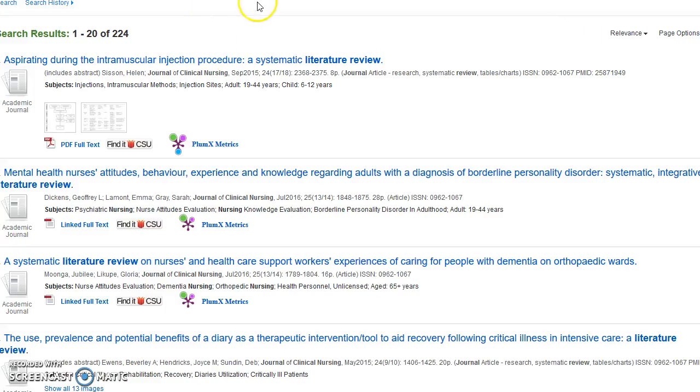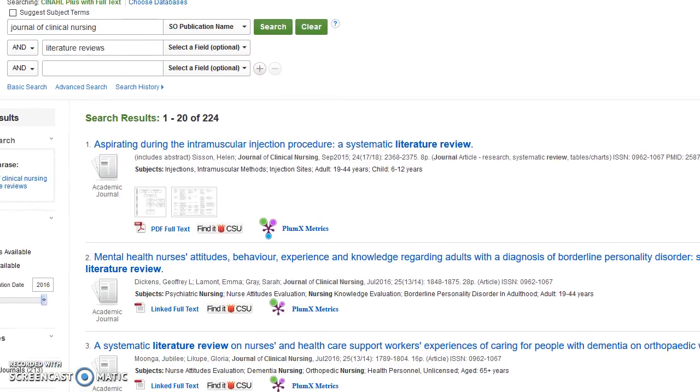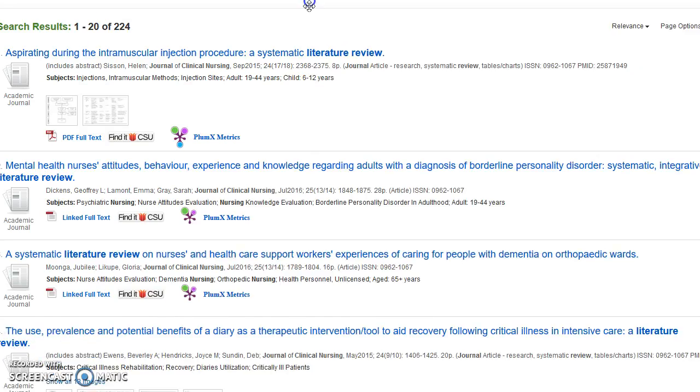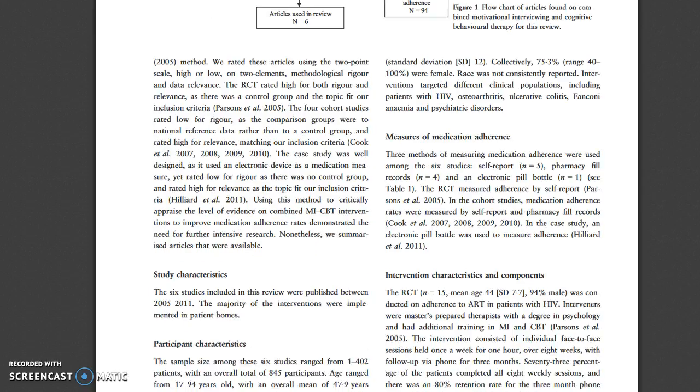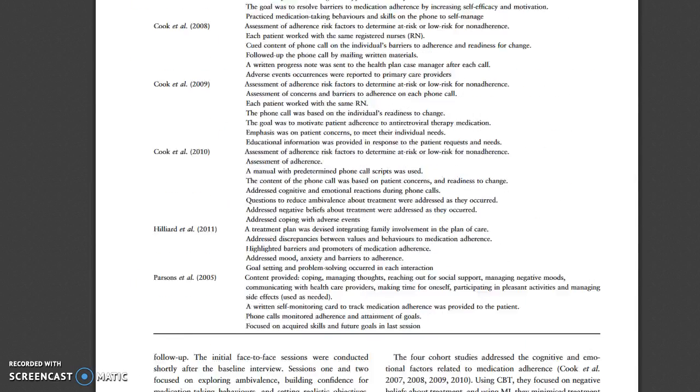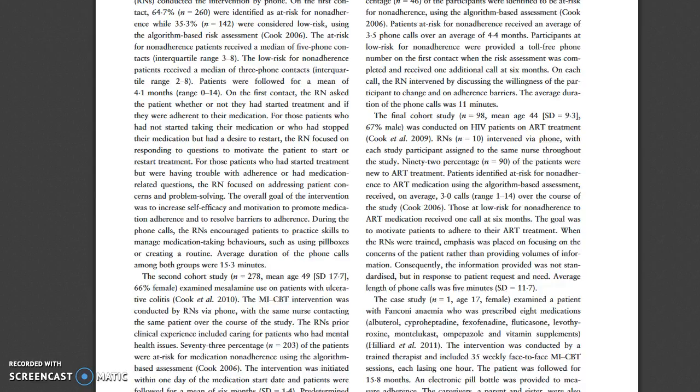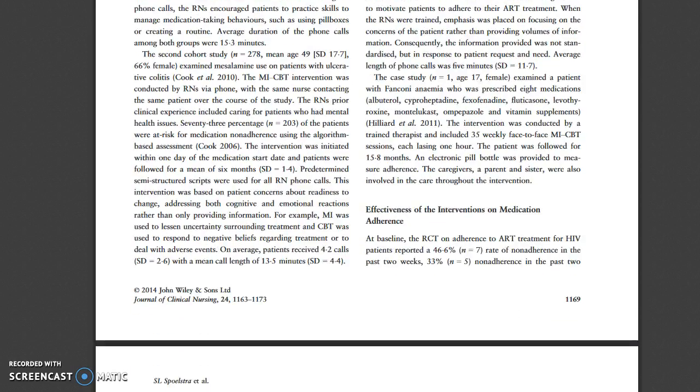Here, all I've done, and I demonstrated this in the last screencast, is I went into CINAHL, put in Journal of Clinical Nursing as the publication name, and used literature reviews over there. I'd have a look at that. You could do the Journal of Advanced Nursing, but they're slightly different to these. What you'll see is how they discuss each of the studies.